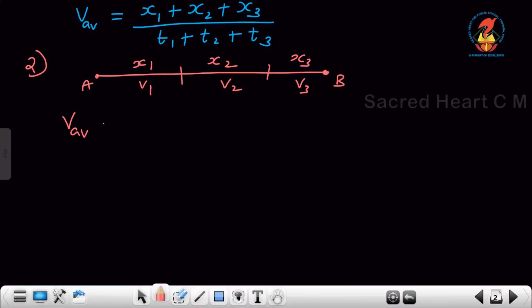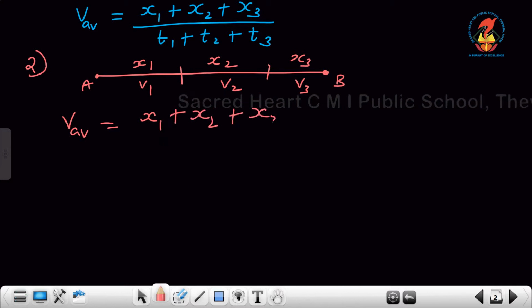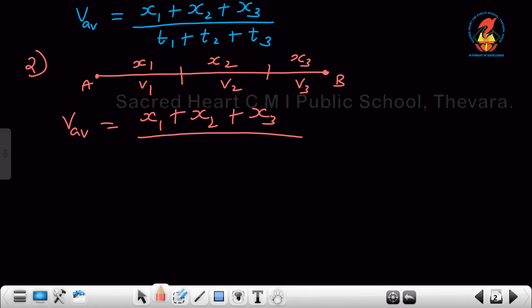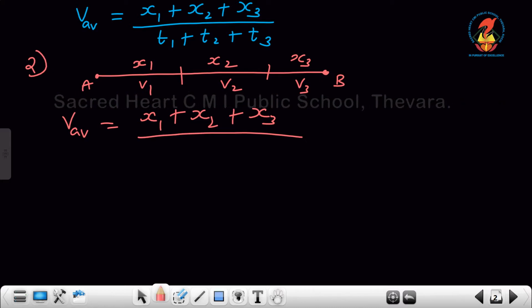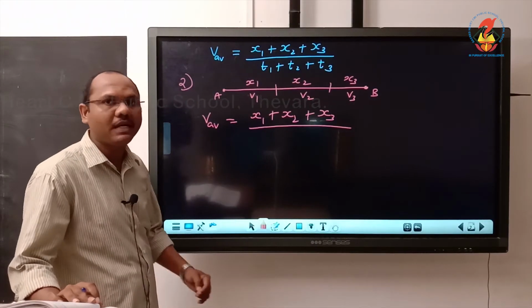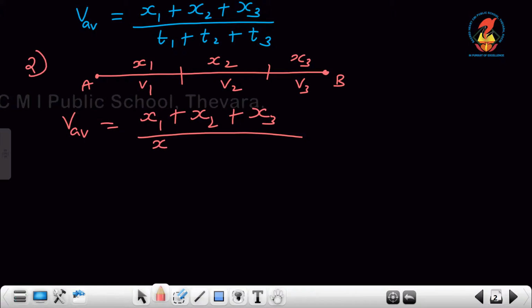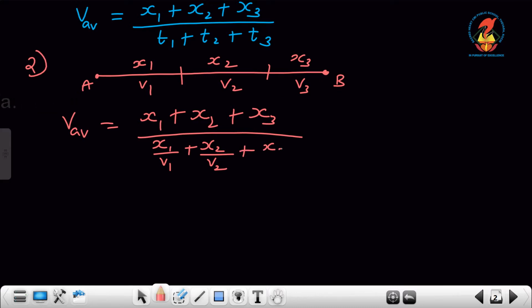So average speed is equal to total distance divided by total time. Time is not given. So I can use time is equal to distance by speed. So the time t1 is written as x1 by v1, this is x2 by v2 and x3 by v3. That is the time.